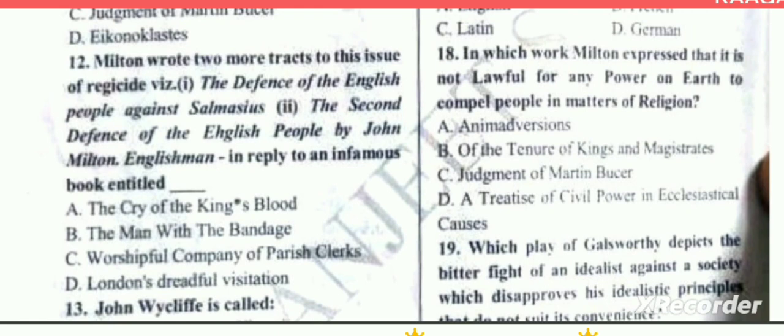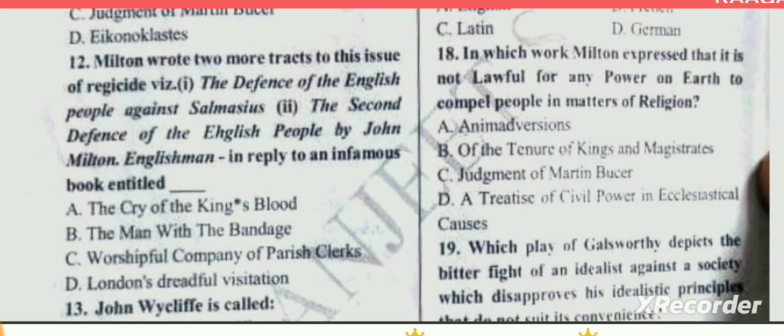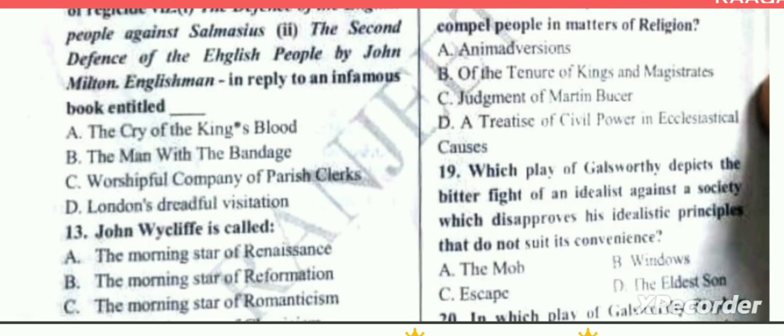Students, one word is written here that I want to highlight: viz, V-I-Z. This also can sometimes be asked in the grammar portion. This is actually a Latin word, viz, V-I-Z. It means namely, or that is to say, in English. So you must know that, this is a very good and knowledgeable thing.